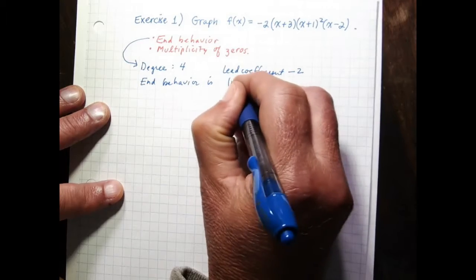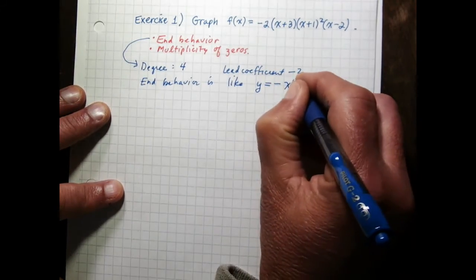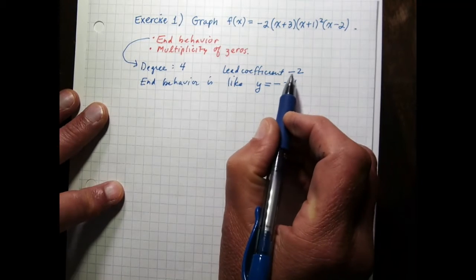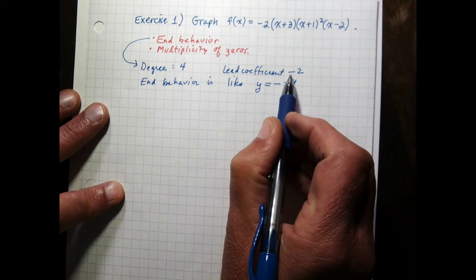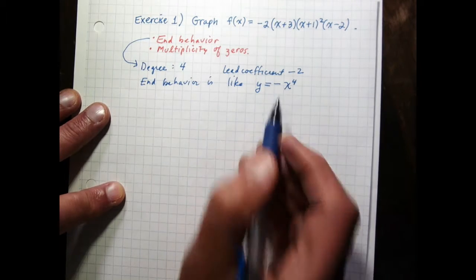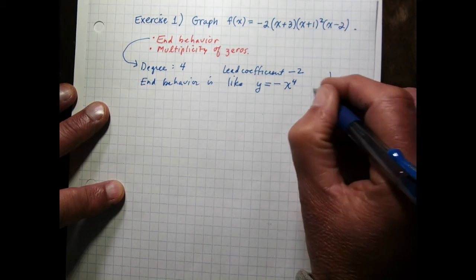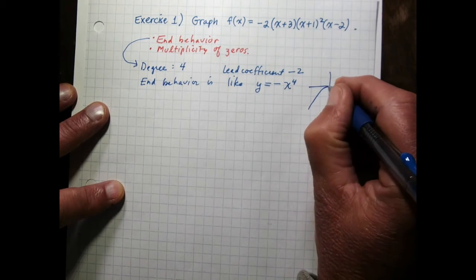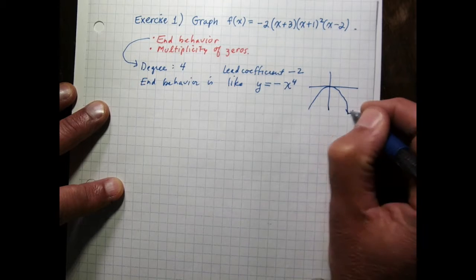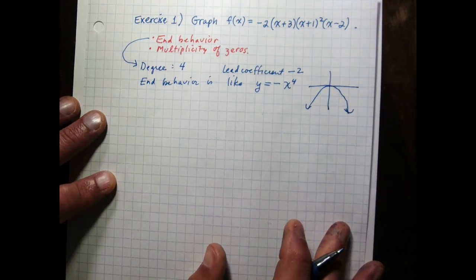So since it's degree 4 and lead coefficient is -2, the end behavior is like y equals -x to the fourth. So we needed to determine whether that lead coefficient was positive or negative. The degree 4 tells us it's like an x to the fourth. Negative x to the fourth has a shape like so. So we know both ends are plunging down to minus infinity.